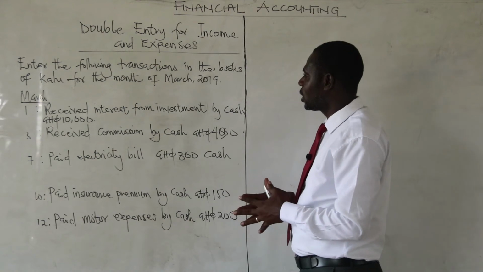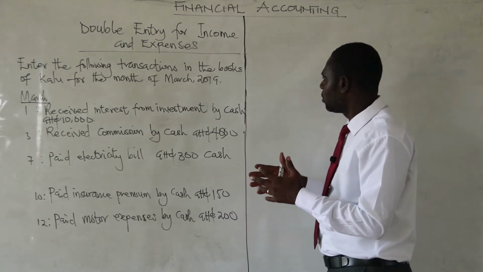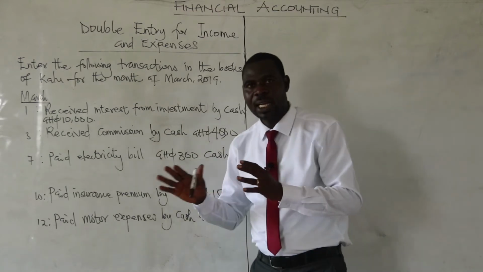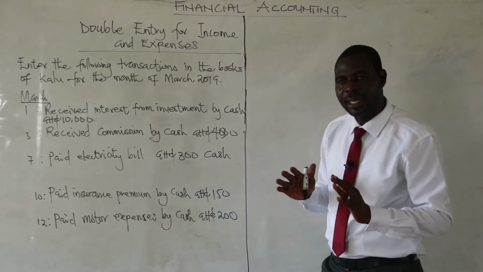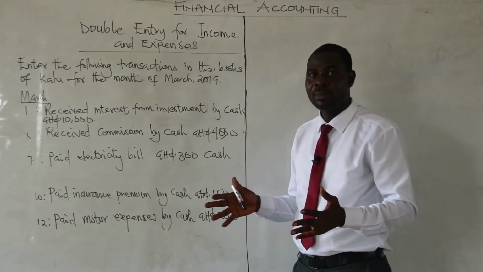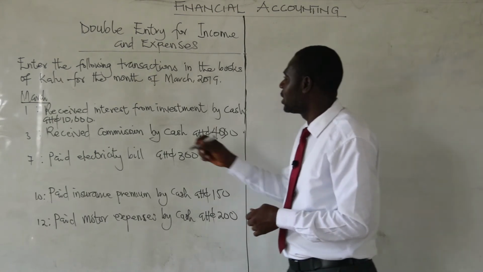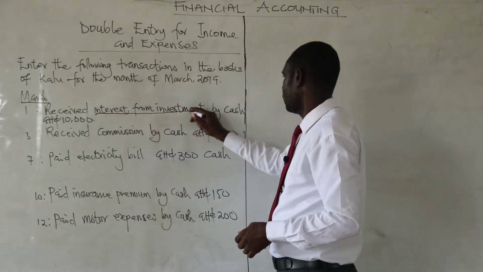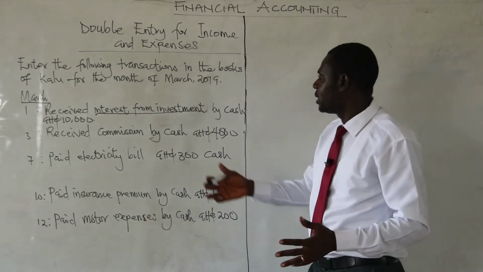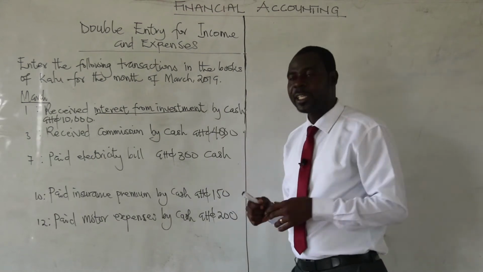The first transaction is March 1, received interest from investment by cash. So the two accounts that will be affected here are cash account and investment income, okay? So the interest from investment, let's simply refer to that as investment income. Okay, you will not be right if you still write interest from investment. So let's begin.